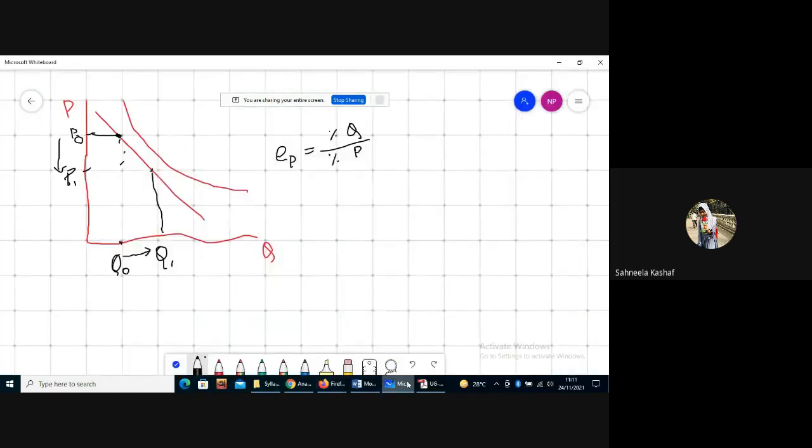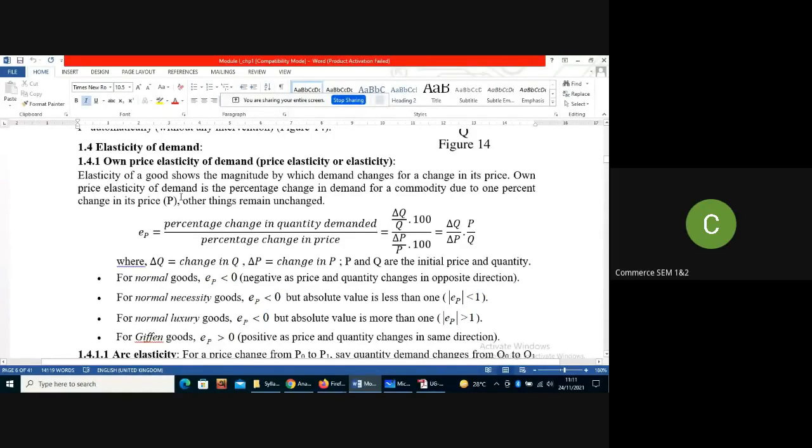So elasticity is basically a magnitude of demand by which demand changes for a change in its price. So own price elasticity is the percentage change in demand of a commodity due to 1% change in price of that commodity, the other things remaining unchanged. If you write it in mathematical terms, we call it own price elasticity. Say for tea, if the price of tea changes from 500 rupees a kilo to 600 rupees a kilo, then what will be the change in quantity demanded?